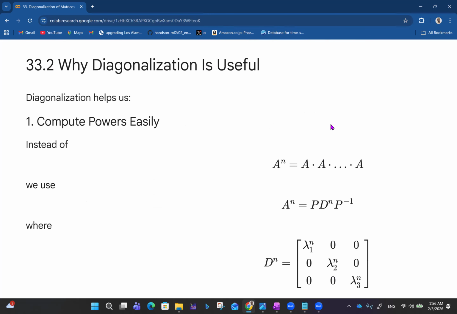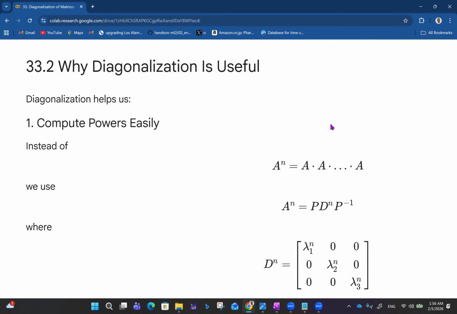So now the question is, why is diagonalization useful? Diagonalization helps us to compute powers easily. Instead of having to say A raised to power n, where you multiply matrices, A times A times A many times, you can just go straight to use diagonalization. Since you can write A as P times D times P inverse, then A raised to power n is simply just increasing the power of D. And to raise a diagonal matrix to a power is very straightforward.